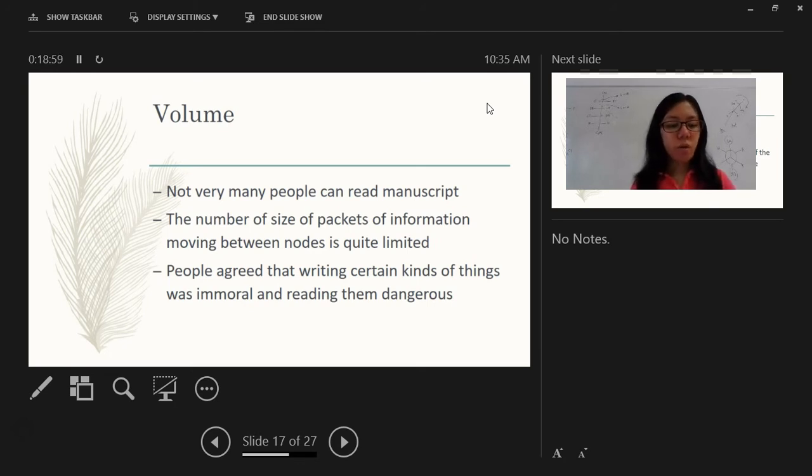Because writing has a low volume, it creates constrained networks, which means that the number and size of packets of information moving between nodes is quite limited. And literacy in the manuscript era was a scarce resource and had to be used carefully. So it creates a doctrine known as asceticism, where people agreed that writing certain kinds of things was immoral and reading them dangerous. So they thought some manuscripts should not be written or read.